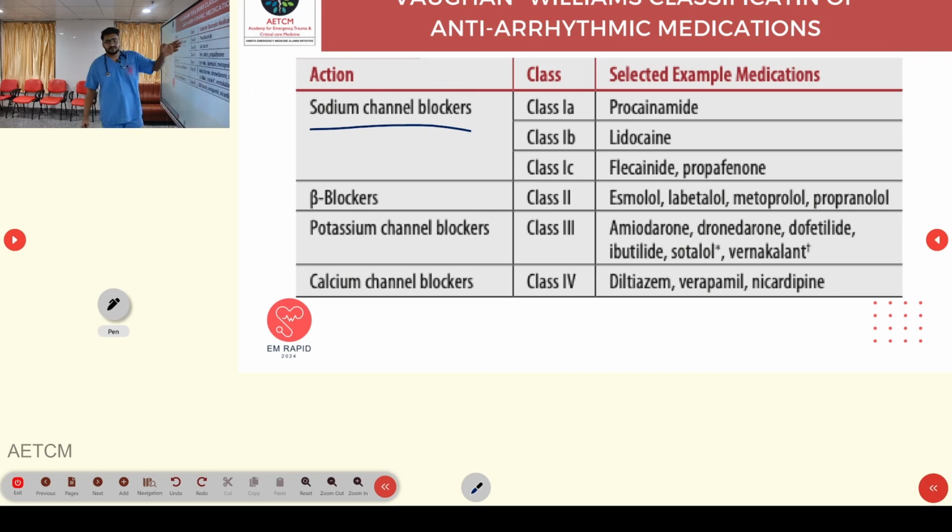So these examples also we have. Most common: for 1A, we have procainamide; 1B, lidocaine; 1C, flecainide and propafenone. Class 2 includes esmolol, labetalol, metoprolol, propranolol. Class 3 has amiodarone, dronedarone, dofetilide, ibutilide, sotalol, vernakalant. Class 4 has diltiazem, verapamil, nicardipine.